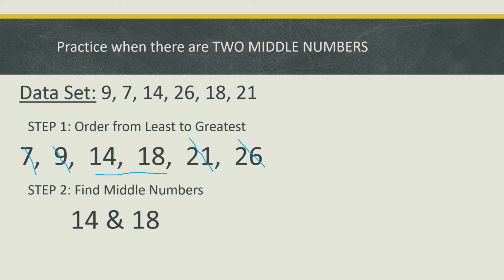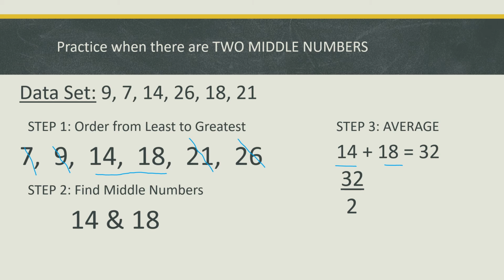But since we have 2, you can't have 2 medians. So we have to find the average of 14 and 18. What we need to do is add them together. 14 plus 18 is 32. Now, since there are 2 numbers, we want to divide 32 by 2. 32 divided by 2 is 16, which makes sense because it's in between 14 and 18, because our average, as we've talked about, has to be in between numbers. So 16 makes sense. Therefore, our median is 16.